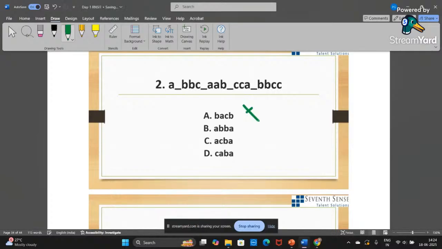So let us leave this option A. Let us try with the option B. A, next is B, next is B, next is A. Okay, A, B, B, C, B, A, B, B, C, C, A. This is not proper, it has to be in sequence. So let us try with the next option.